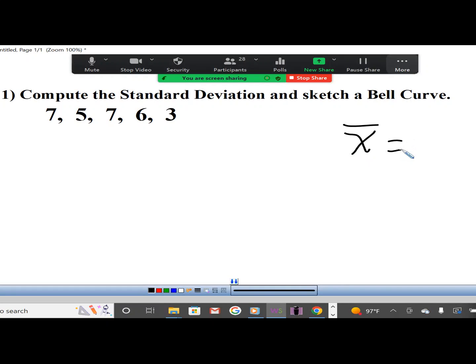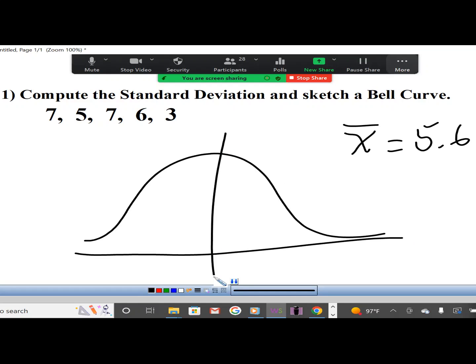Who's got the mean? Volunteer? Devin? 5.6? 5.6. 5.6, hands if you got that. That's about right. All right, so standard deviation.